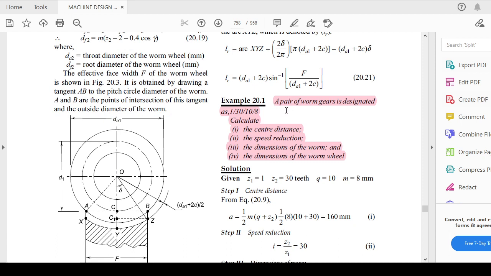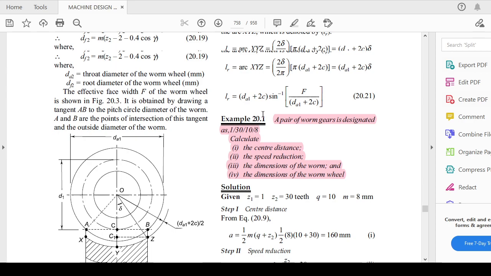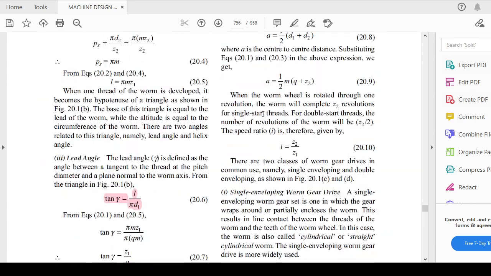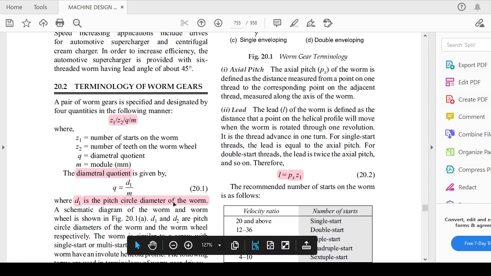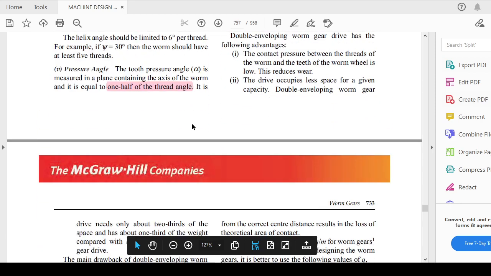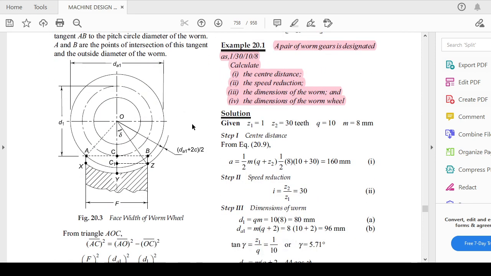In this problem, as you can see in the picture, they have given the specification of the worm wheel as 1/30/10/8. Let's see what this specification looks like. It is Z1 oblique Z2 oblique Q oblique M, where Z1 is the number of starts on the worm, Z2 is the number of teeth on the worm wheel, Q is the diametrical quotient and M is the module. The diametrical quotient is d1 by m, where d1 is the pitch circle diameter of the worm. With the help of this specification, the given data in the numerical can be written down.